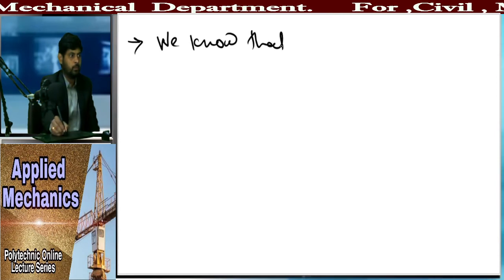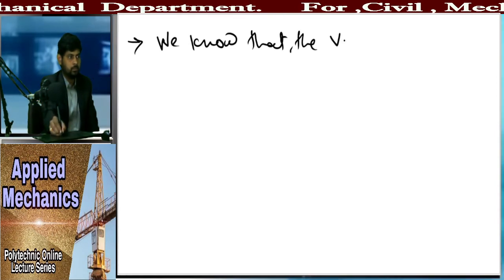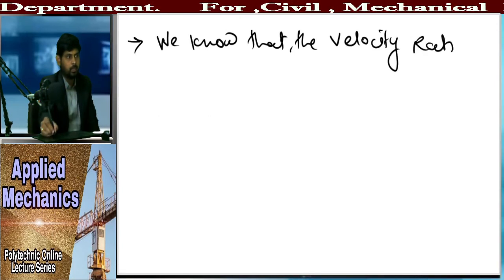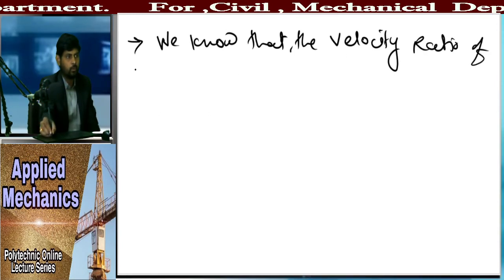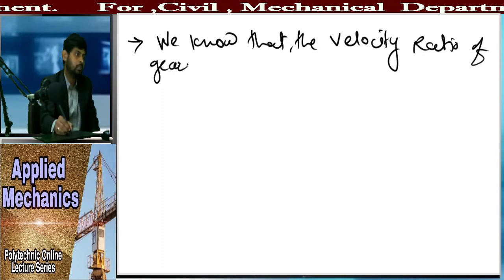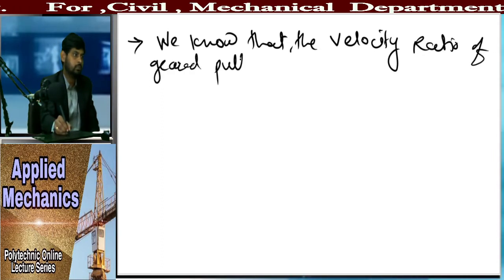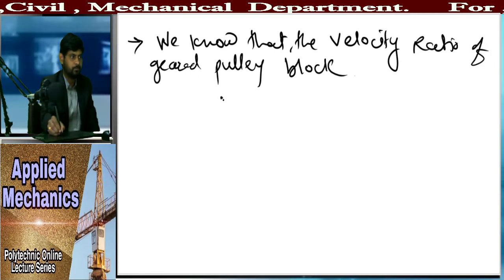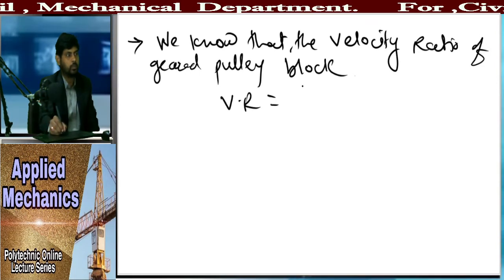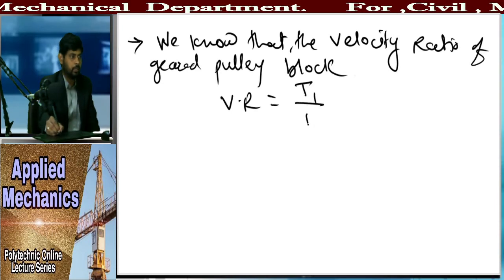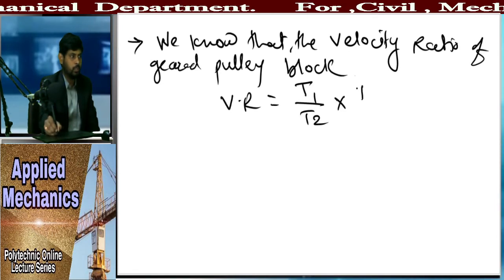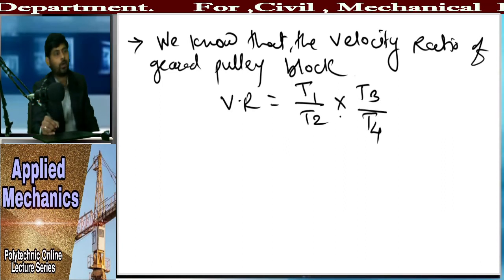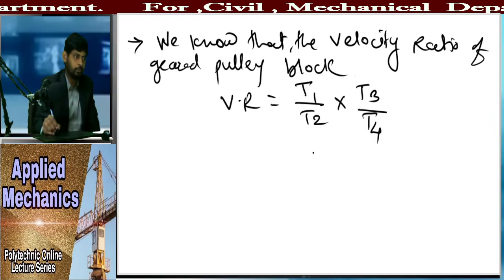We know that the velocity ratio of the gear to the block is nothing but T1 divided by T2 into T3 divided by T2. So put all these values in and find out the velocity ratio.